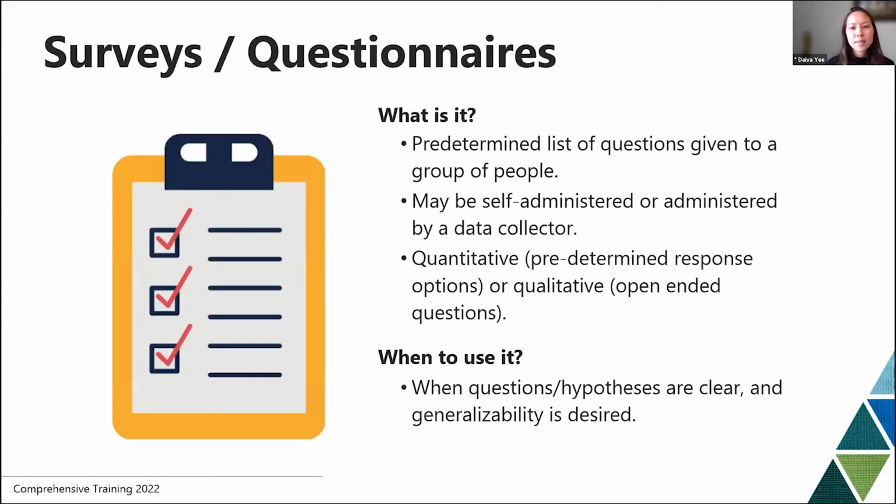to think about where you need to go. Next slide, please. So I'm going to go into a little bit of depth into each of these different data collection methods. Again, you might be familiar with many of these, but if not, just a little bit of an overview. So surveys and questionnaires, again, these are predetermined lists of questions that are given to a group of people. They can be self-administered, like in an online survey, or they can be administered by a data collector in person. And they can be quantitative, like I said before, with a kind of predetermined list of options, or they can be qualitative, which means that there's more open-ended questions that people are filling out. When are they useful? They can be used when questions or hypotheses are clear and generalizability is desired.